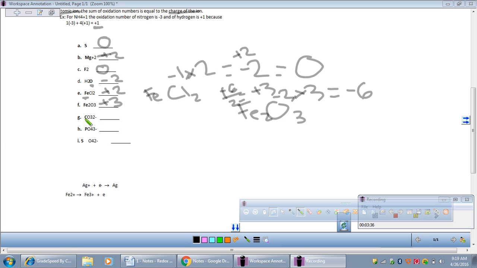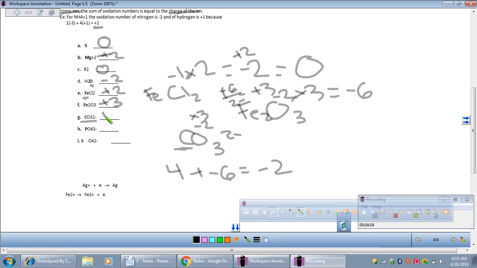Carbon here is the same thing, except for now we have a polyatomic, so it's carbonate. It has a -2 charge overall. We're still going to base it off of oxygen, so that's -6. But now, whatever the oxidation number of carbon is has to add to -6 and still leave you a -2. So how about a +4? So again, it's just math. You can practice the rest.